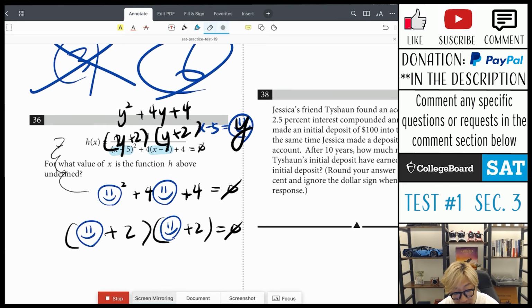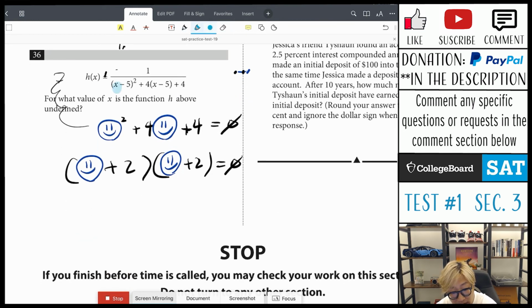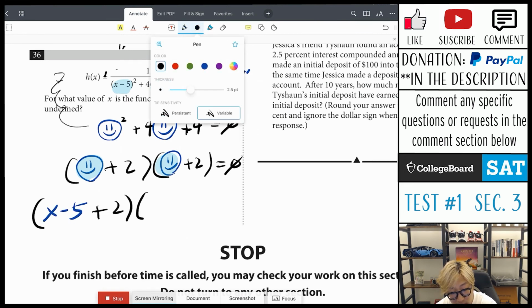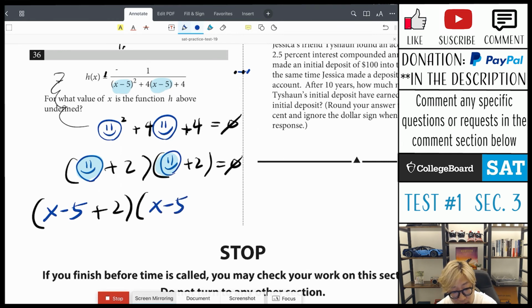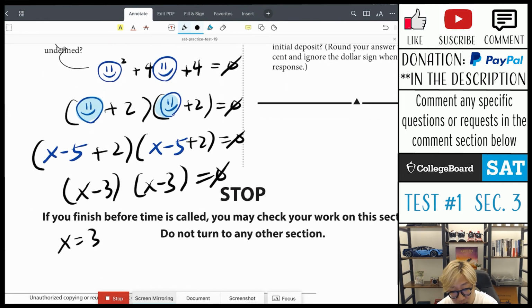So I'm factoring it using this smiley face, and now once I'm here, go ahead and replace that smiley face back with the x minus 5. So put the x minus 5 back in, something like this. And if you guys look, what do we got? We got x minus 3 before, right? Check this out. When you work this out, x minus 3, x minus 3. So x is 3. Same thing, whichever way. It's just a little shortcut.